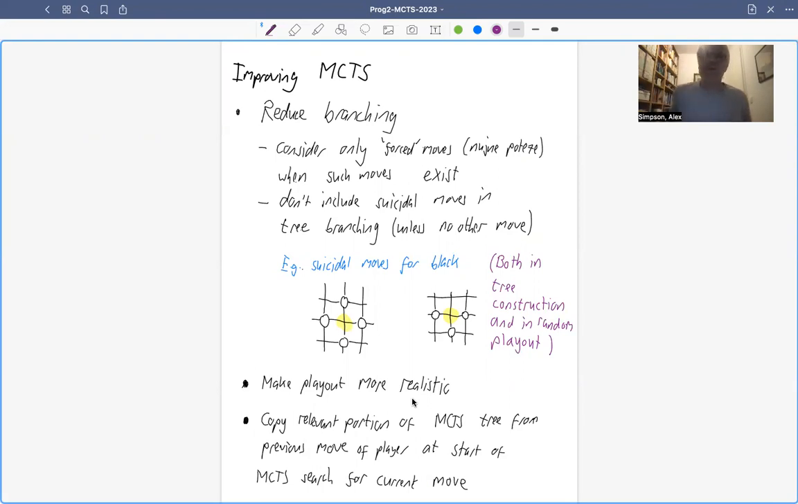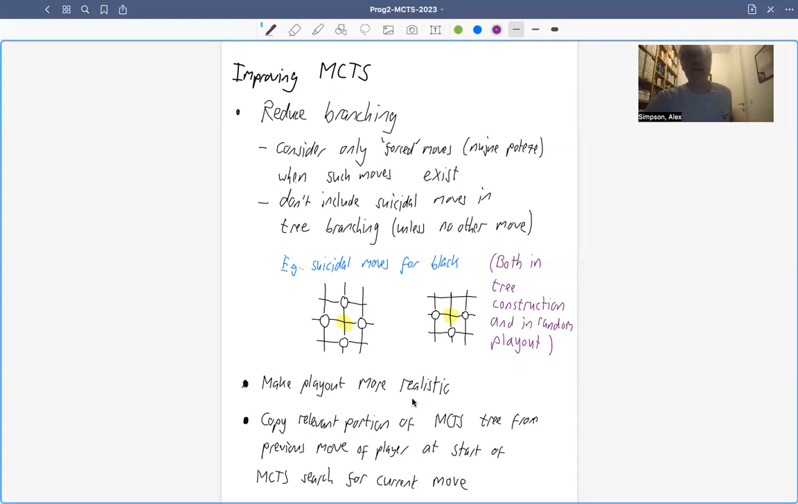So you don't want to just accumulate the whole tree all the way through the game and never get rid of anything, otherwise you'd end up eating up all your memory. But at the start of the current go, you could take the tree from the previous go, copy the relevant portion of it over, and then start from there. And then, as I say, you've got a head start on your search from the current position.